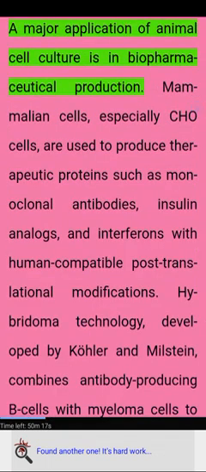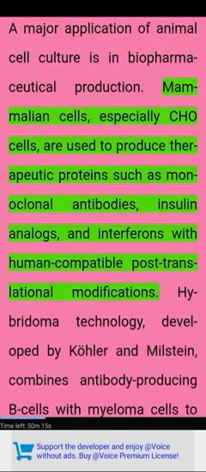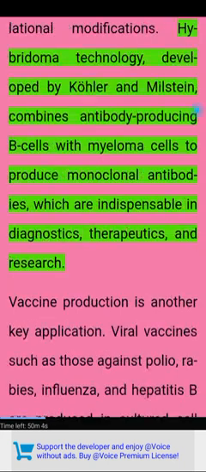A major application of animal cell culture is in biopharmaceutical production. Mammalian cells, especially CHO cells, are used to produce therapeutic proteins such as monoclonal antibodies, insulin analogs, and interferons with human-compatible post-translational modifications. Hybridoma technology, developed by Kohler and Milstein, combines antibody-producing B cells with myeloma cells to produce monoclonal antibodies, which are indispensable in diagnostics, therapeutics, and research.